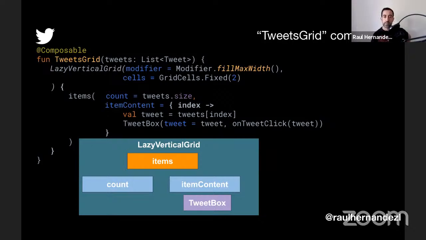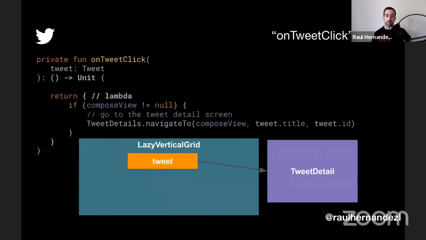This is not stable yet, but you can use the items. So the items use the count, tweets get the size, the item content gets the index of those elements, and then we can start digging into the different tweets. So basically, the tweet is going to be retrieved and used in the tweet box. As you can see, the lazy vertical grid is composed of the items. We have the count, the item content, and then the tweet box. And also what I passed right there is the click functionality, on tweet click, with the tweet as a parameter, something very easy as you will see right now.